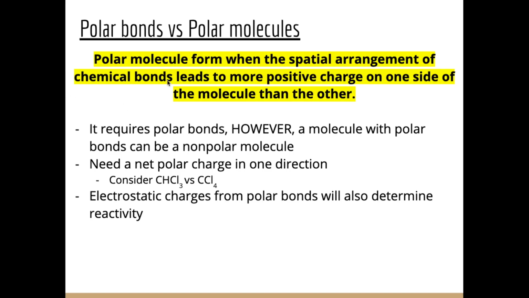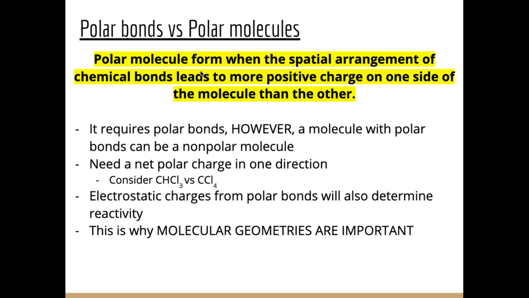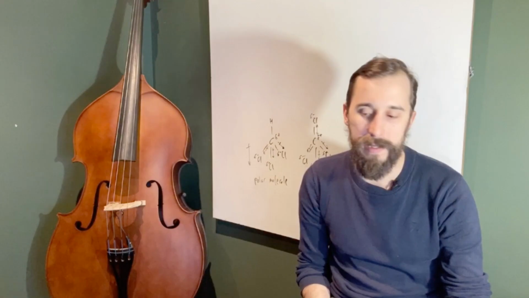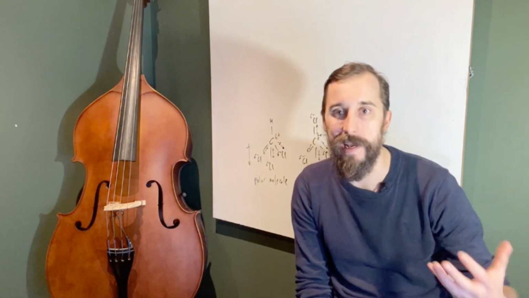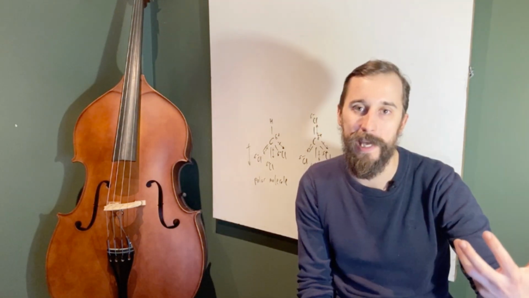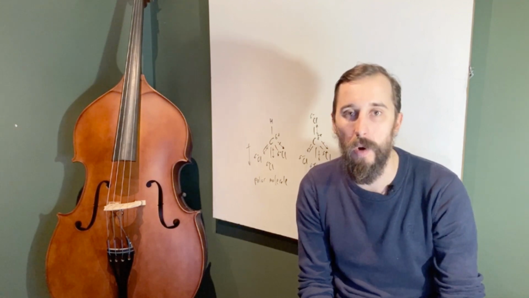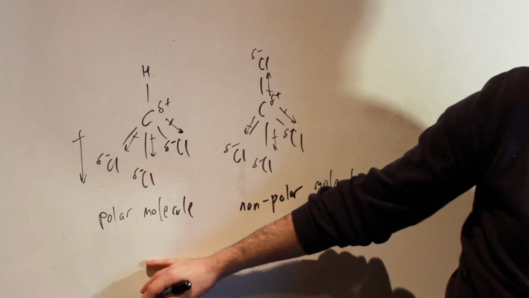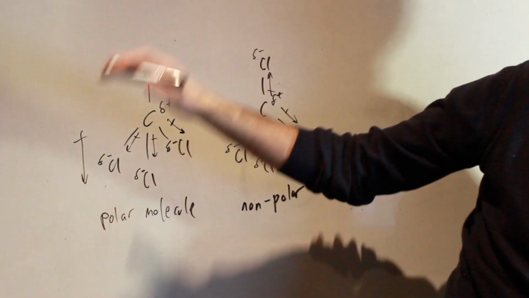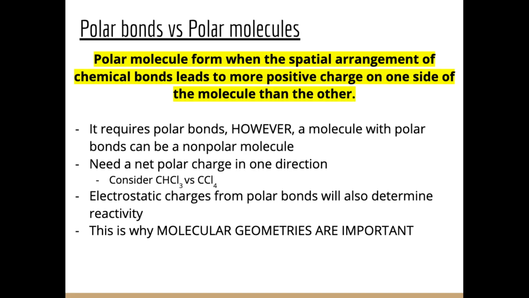The electrostatic charge from polar bonds will also determine its reactivity. We're going to look at that in just a second, not right now. This is why molecular geometries are important. This is why we have to learn all our trigonal planar and our linear and our nonlinear and our tetrahedral and our pyramidal, etc., because it's going to affect if we've got a polar molecule or a non-polar molecule, because the geometries are all dictating which end's going to be positive, which end's going to be negative.